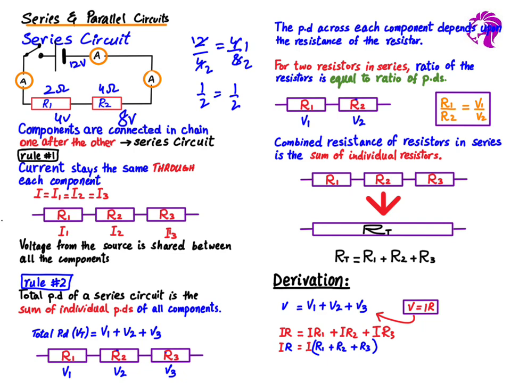Right? Yes. And then you can see that I and I can get cancelled on both sides. So you are left with what? R is equal to R1 plus R2 plus R3. Proved? Understood? Yes.